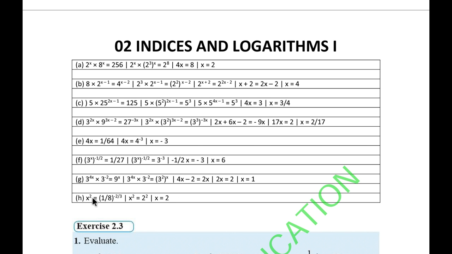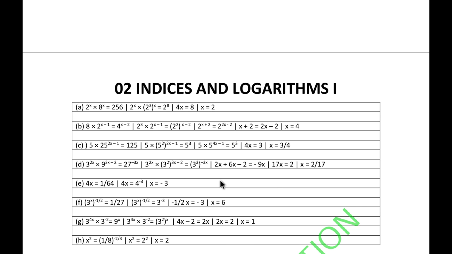x to the power 2 equals 1 over 8 to the power minus 2 over 3. So x to the power 2. After you cancel over here, you can write 1 over 2 to the power 3, again to the power minus 2 over 3. So x equals 2. I believe my explanation is really okay with you.